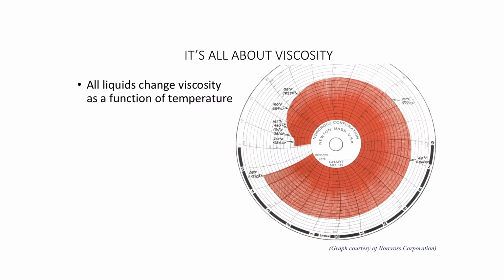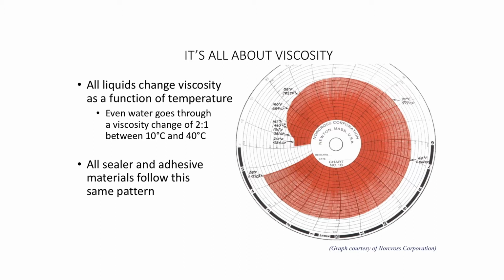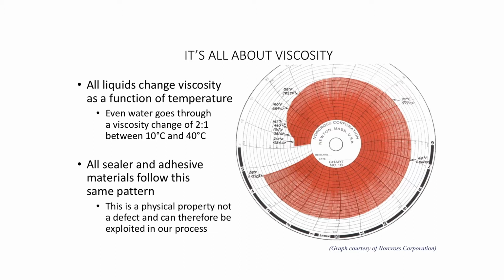You see, it's all about viscosity. All liquids change viscosity as a function of temperature, even water. It goes through a viscosity change of 2 to 1 between 10 degrees and 40 degrees C. You probably don't think of a glass of ice water as being thicker than a cup of coffee, but it is. So there goes that old claim that waterborne materials aren't affected by temperature. All sealers and adhesives follow the same pattern. And it's important to note that this is a physical property, not a defect. And therefore, we can use it to our advantage in our process.